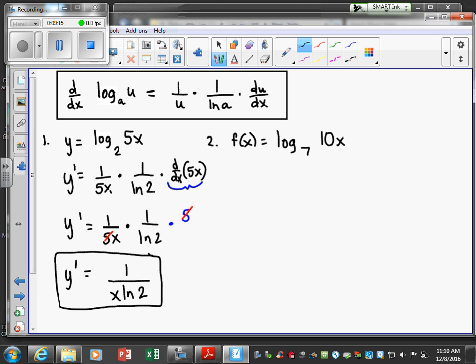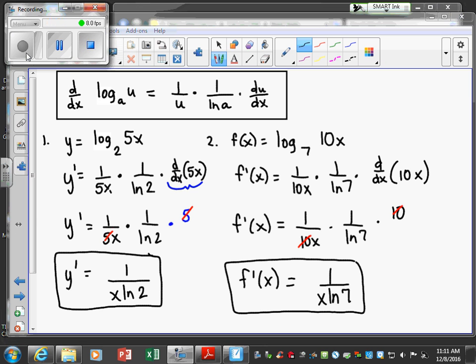That looks like that. All right. Pause it. Go ahead and try number 2. You could do that one on your own. It's similar to 1, and then check your answer. Okay, so you should get f prime of x to be 1 over x natural log of 7.